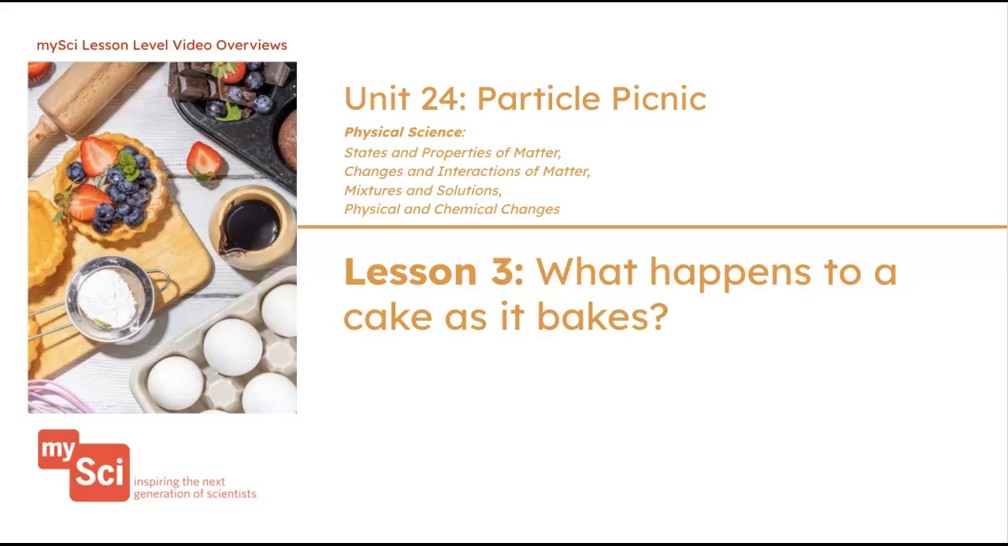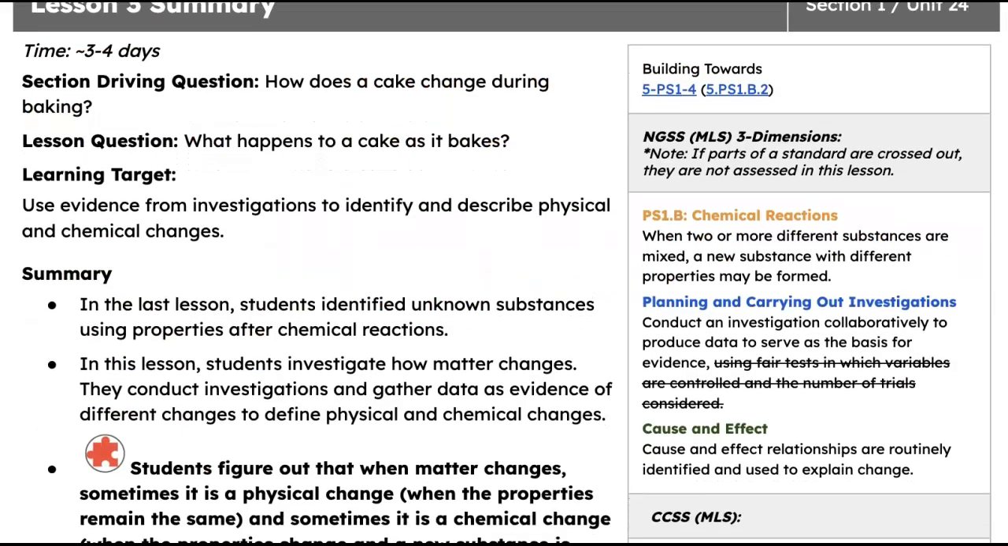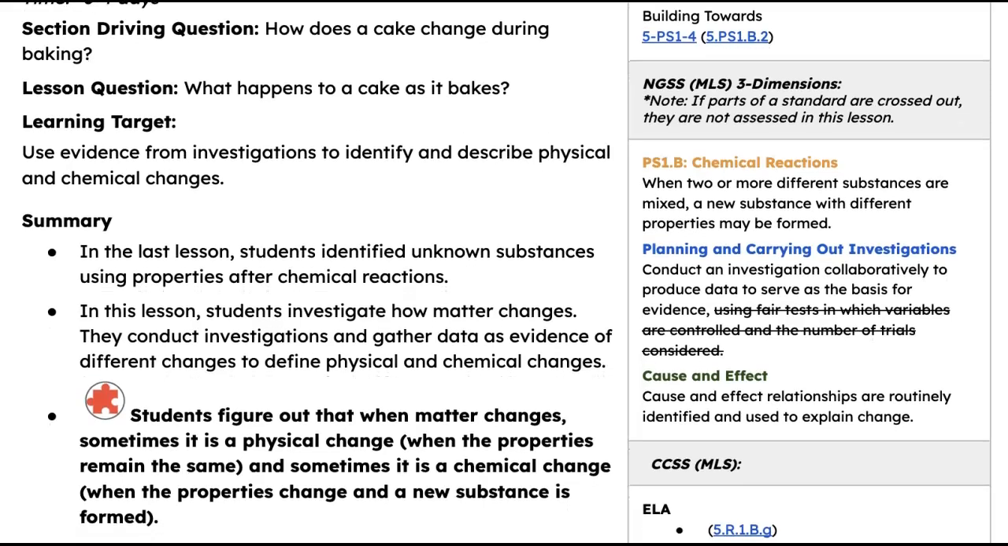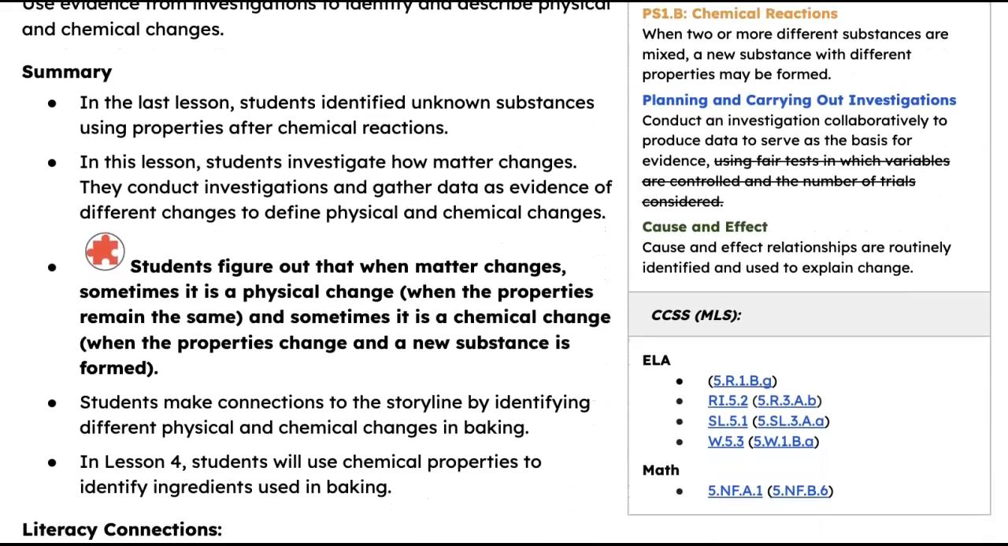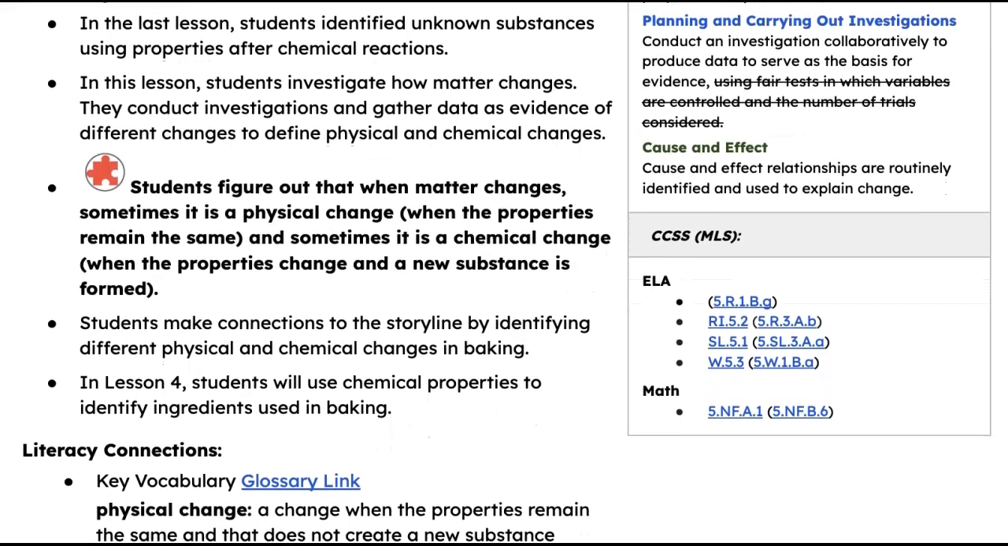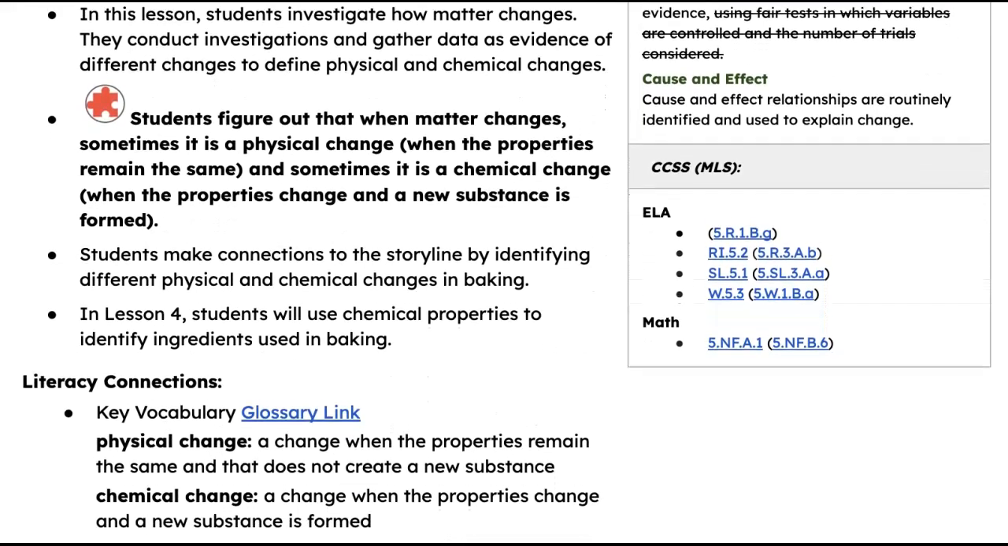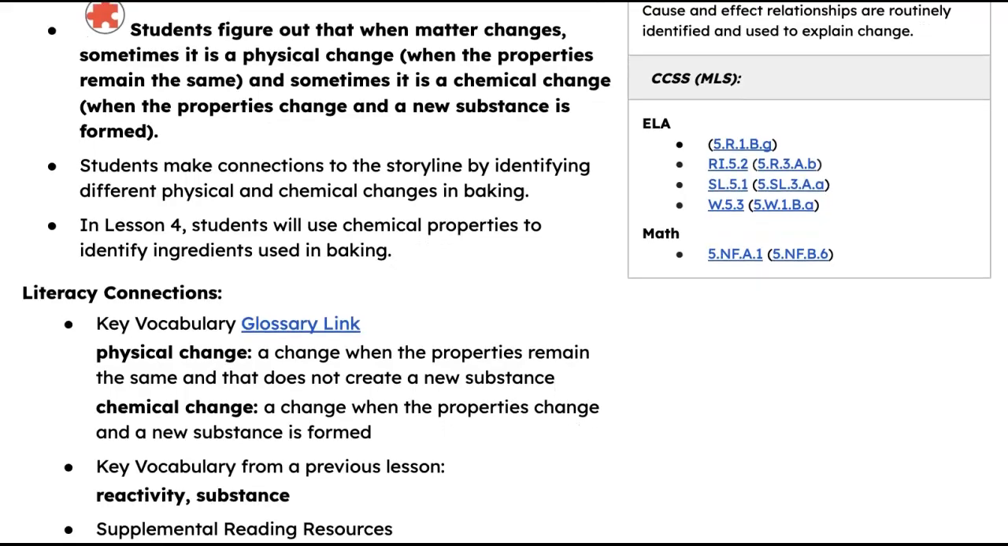Students figure out that when matter changes, sometimes it is a physical change and sometimes it is a chemical change. Students make connections to the storyline by identifying different physical and chemical changes in baking. There are several opportunities for ELA and math cross-curricular connections throughout the lesson. You can look for specific standard connections in the Unit 24 Teacher Guide. This lesson will take approximately 3 to 4 days to complete.